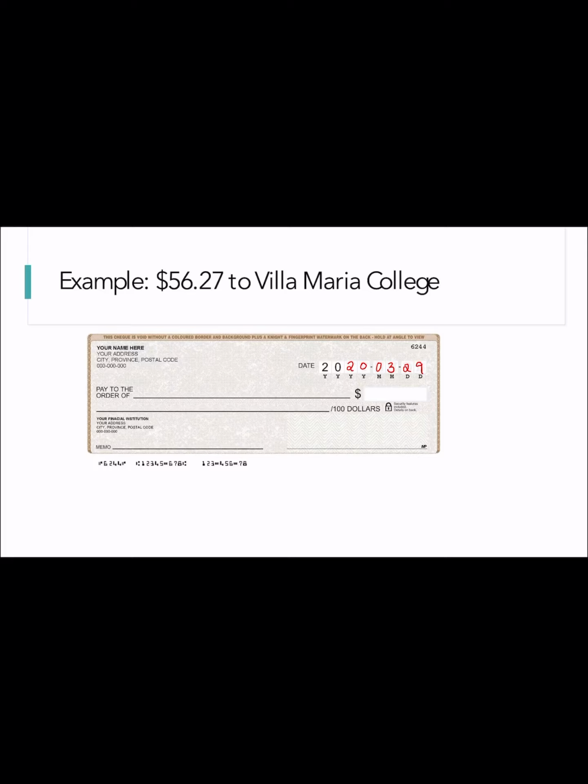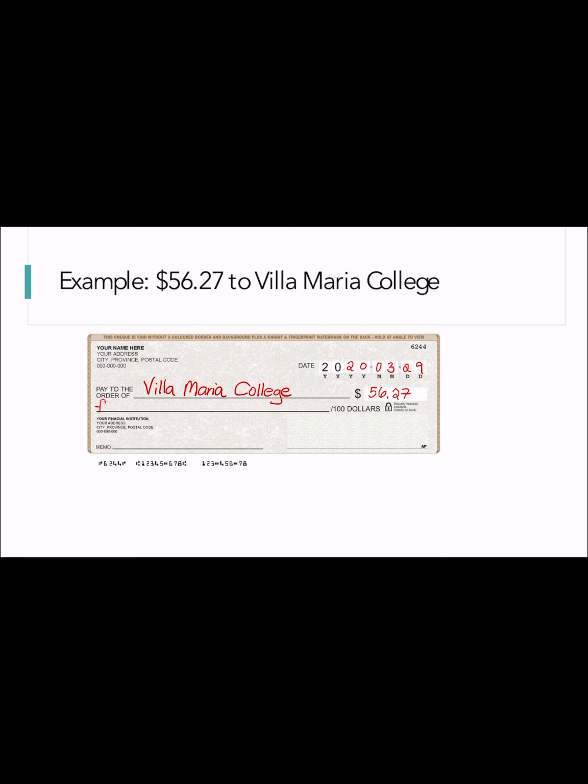So pay to the order of, that's where you write who the check is for. So we're going to write Villa Maria College. If you were writing a check to Villa Maria, you'd want to make sure that you're writing out exactly who you're writing it to. You want to double check. So this check is for $56.27. Ta-da! In this next line, we're going to write this out in words.